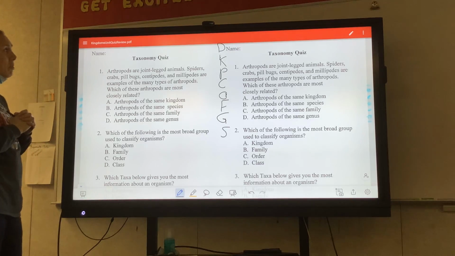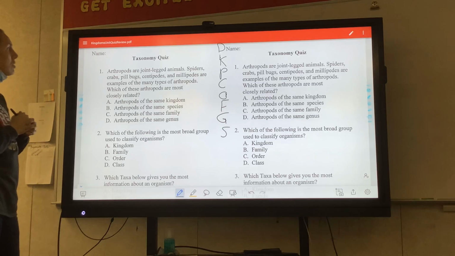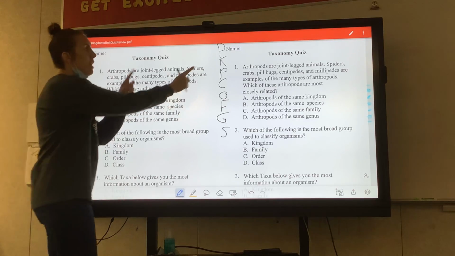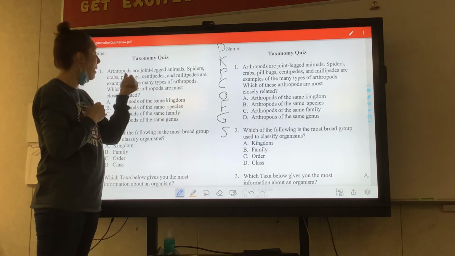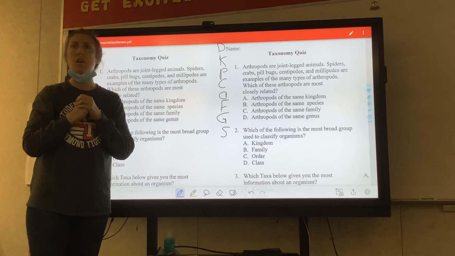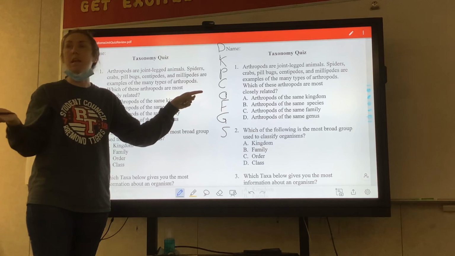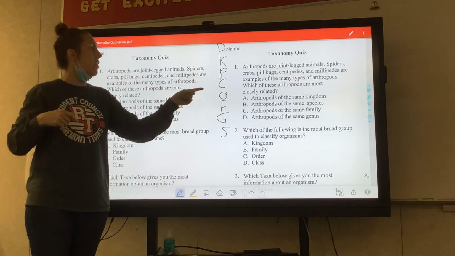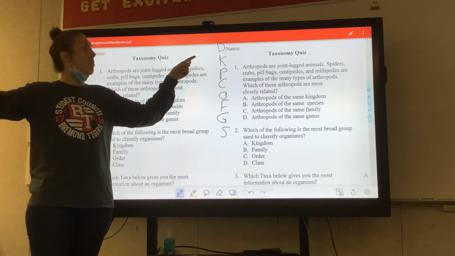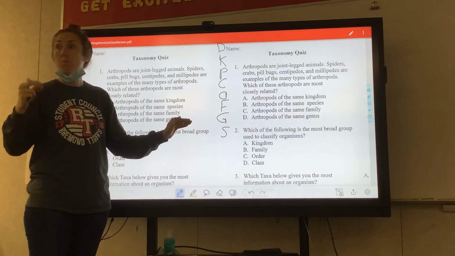Arthropods are joint-legged animals. Spiders, crabs, pillbugs, centipedes, and millipedes are examples of the many types of arthropods. Which of these arthropods are the most closely related? So remember, if there are two organisms in a kingdom together, that doesn't say much. We're in the same kingdom as a pillbug. Do we have that many characteristics? No. But for example, if we're in the same class as a cat, like we're both mammals, that says more and relates us more than us just saying, oh, we're in the same kingdom as a pillbug. So as you go down the taxa, you become more related.